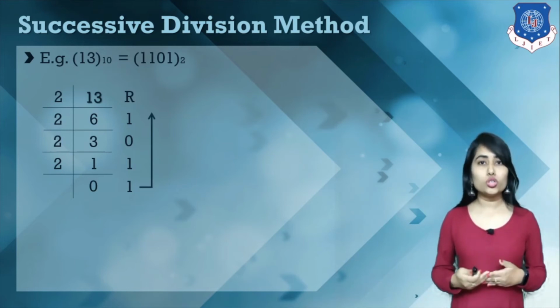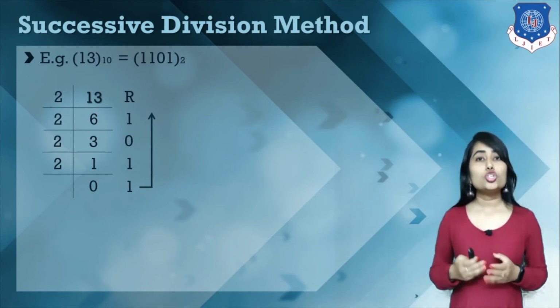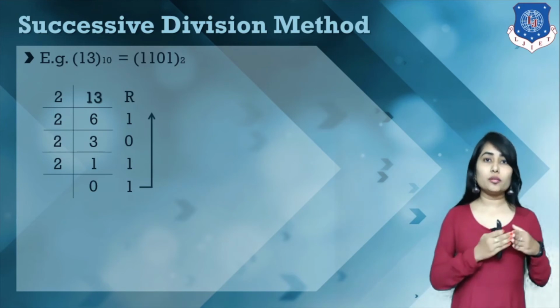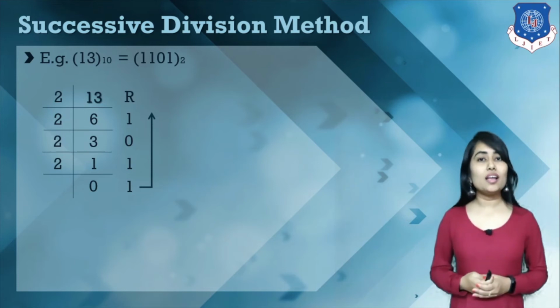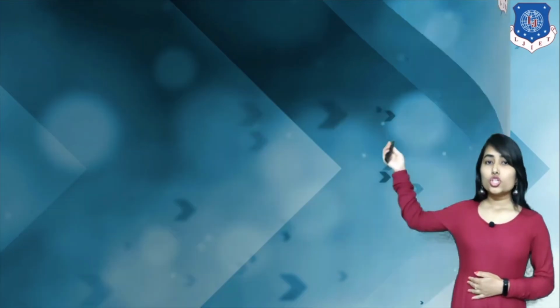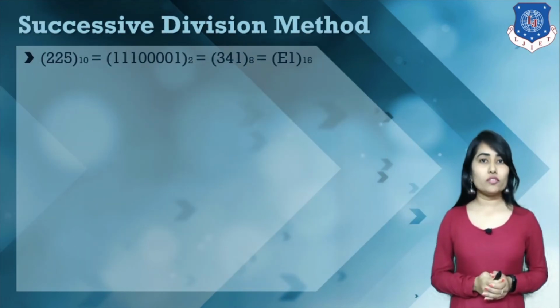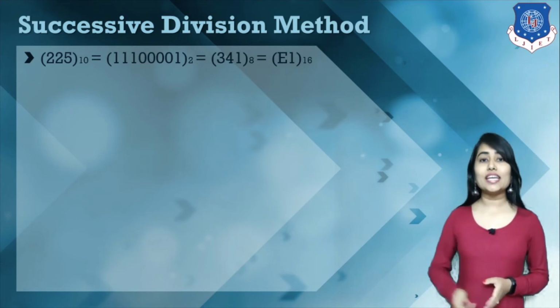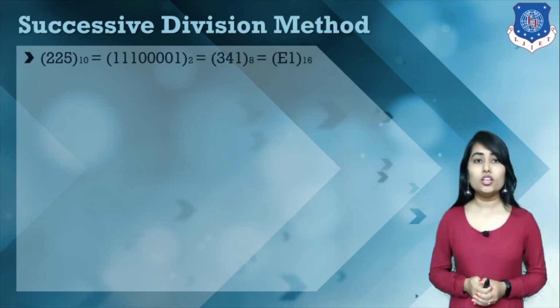If we want to convert a decimal number into octal or hexadecimal, then we have to divide the number either by 8 or by 16. Now let's discuss another example of how we can convert a number into binary, octal or hexadecimal. Here we have another example: 225 in decimal can be converted into binary, octal or hexadecimal, and we have the answer bits over here. How did we get this answer?